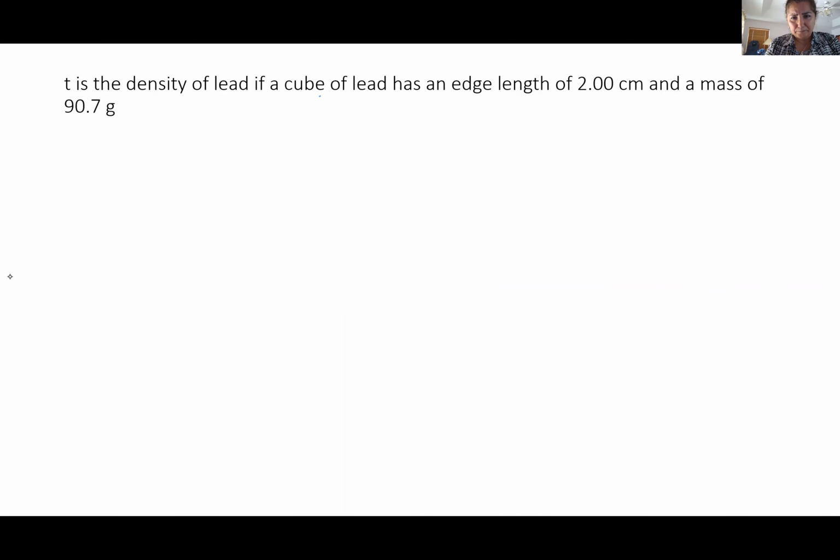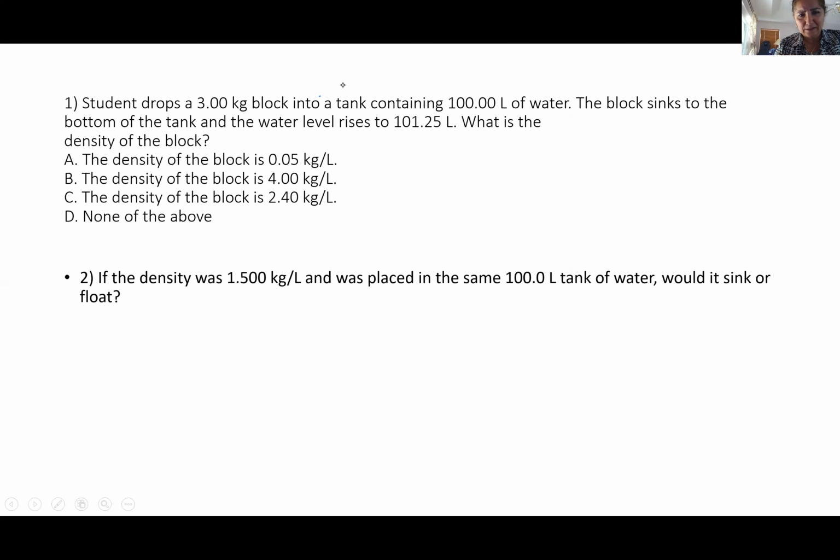Okay, in this example, there's a question asking what is the density of lead if the cube of lead has an edge length of 2 centimeters and a mass of 90.7 grams. Now, what's the first thing you want to know? What's the formula for density? The formula for density is mass over volume.